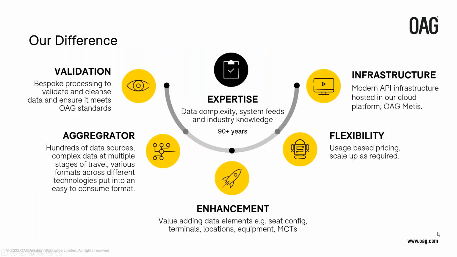So shifting the focus a little bit onto OAG: why OAG, and what makes us different? Well, we've got over 90 years of expertise dealing with complex data. We have an extremely strict quality process, which means that we validate and cleanse the data to ensure accuracy. We receive complex data from hundreds of sources in multiple different formats across different technologies. And the aggregation, I think, is the key thing here, so that even though there are hundreds or thousands of formats of data coming in, when our customers see the data from us, it's all cleansed and all in one easy to process format.